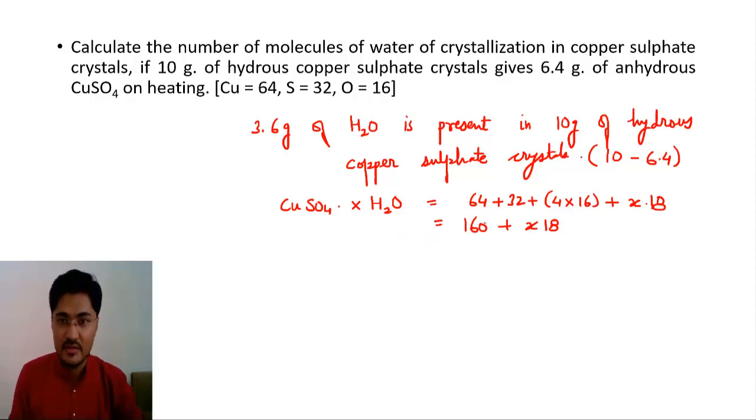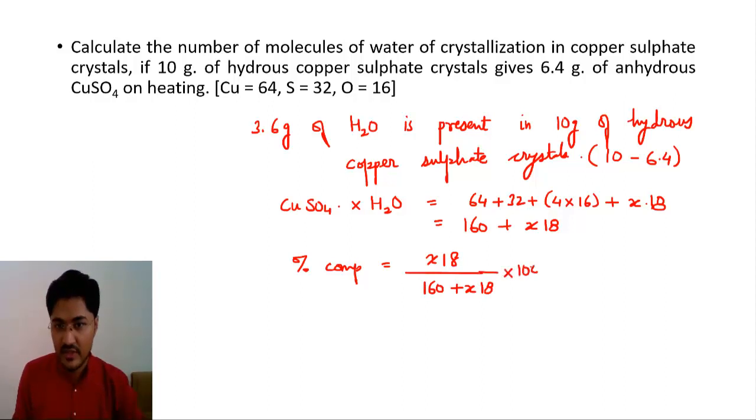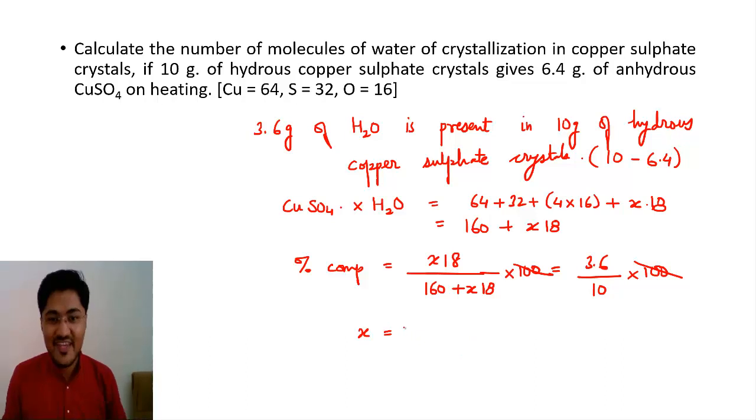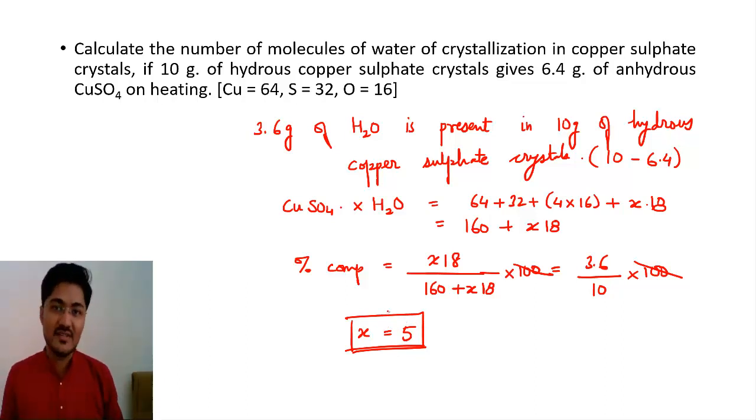Weight of water. We know that percentage composition equals the weight of water, that is X times 18, divided by total weight, into 100, will be equal to 3.6 divided by 10 into 100, because we are given that 3.6 grams of H2O is present in the hydrous solution. When you simplify this, we get X equals 5. Therefore there are 5 molecules of H2O in hydrous copper sulphate crystal, and that's the final solution.